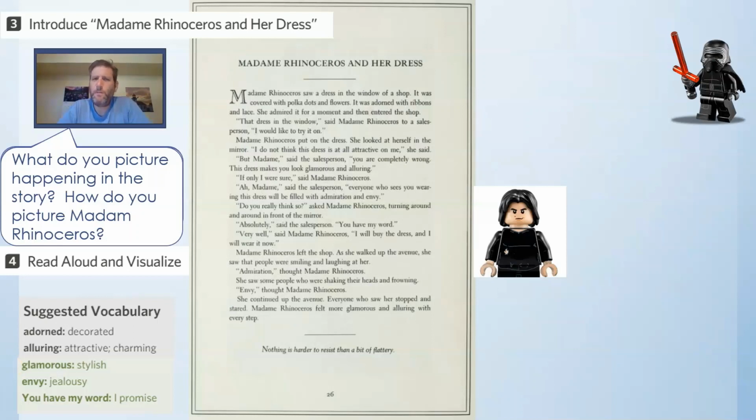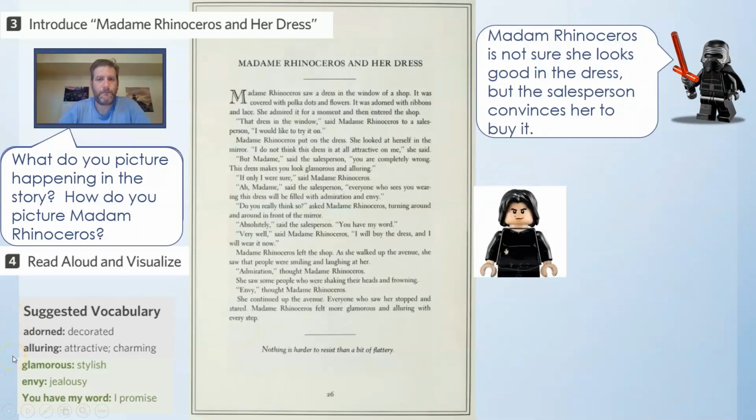Readers, what do you picture in that movie in your mind? What is happening in the story? And how do you picture Madame Rhinoceros? Madame Rhinoceros is not sure she looks good in the dress, but the salesperson convinces her to buy it.